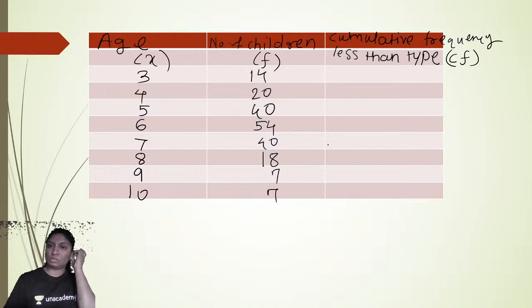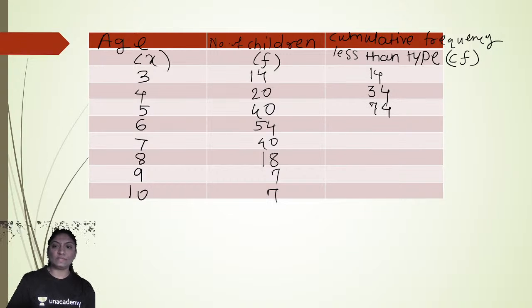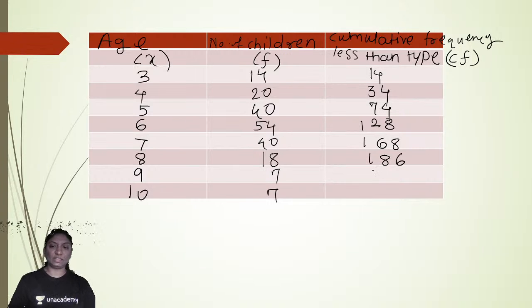So how do we calculate the less than cumulative frequency? 14 as it is. Now 14 plus 20 is 34. 34 plus 40 is 74. 74 plus 54 is 128. 128 plus 40 is 168. 168 plus 18 is 186. 186 plus 7 is 193. Then 193 plus 7 is 200.